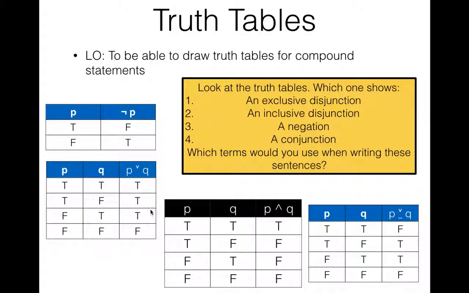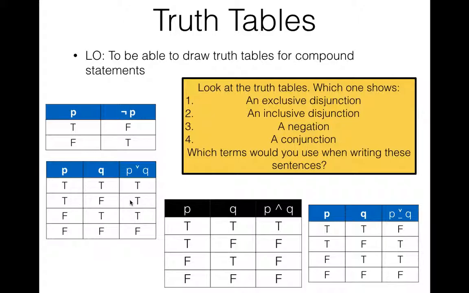This second table here is an inclusive disjunction. You can tell by the little downwards V. And for the inclusive disjunction, we use the term or. And for the disjunction to be true, we either need both P and Q to be true, or just one of them. So P could be true and Q is false, but the inclusive disjunction is still true.